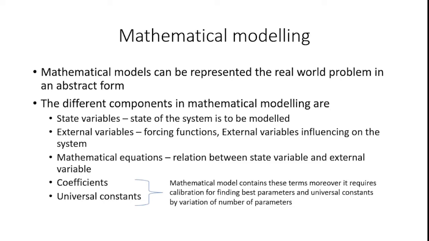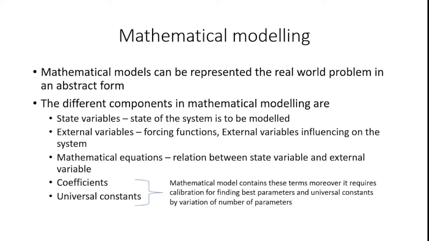The different components in mathematical modeling are state variables, external variables, mathematical equations, coefficients, and universal constants. What is meant by state variables? They describe the state of the system to be modeled. If I want to model a thermal system, or fluid mechanics, or a machine structure, state variables are available with every system. If I consider the fluid mechanics laboratory, the fluid has its own density and viscosity for flowing from one place to another, so I should consider the density and viscosity of the fluid in the mathematical formulation for defining the state variables.